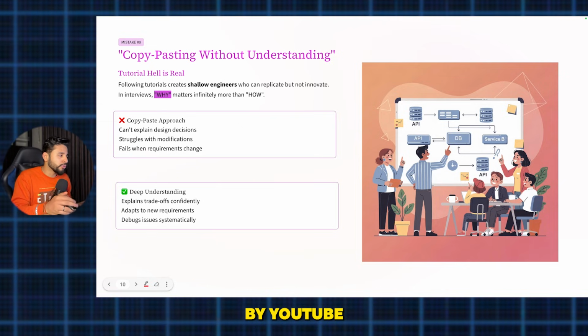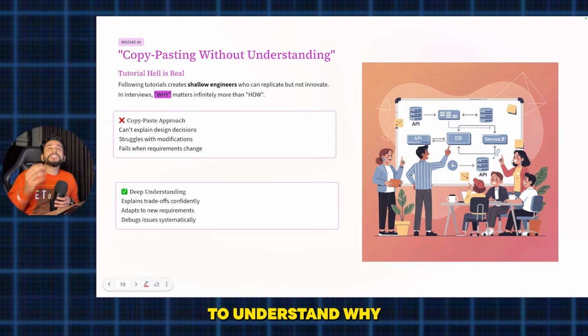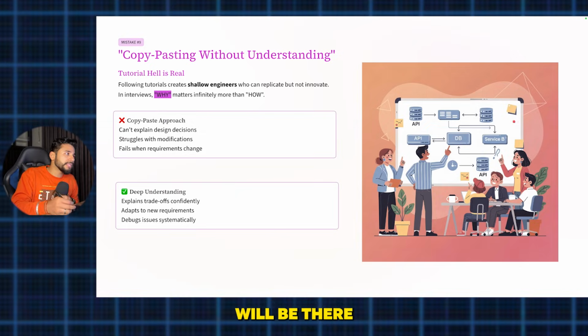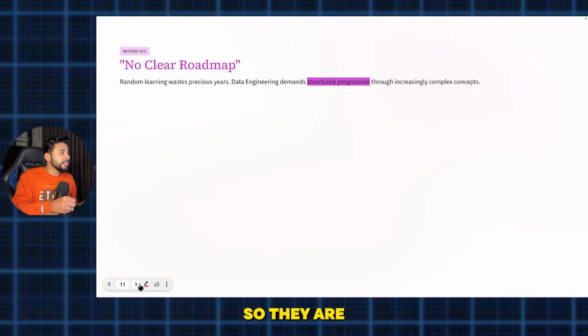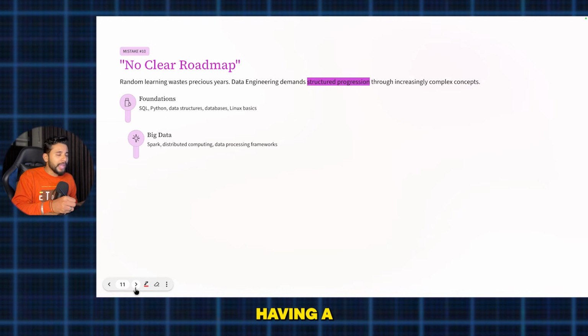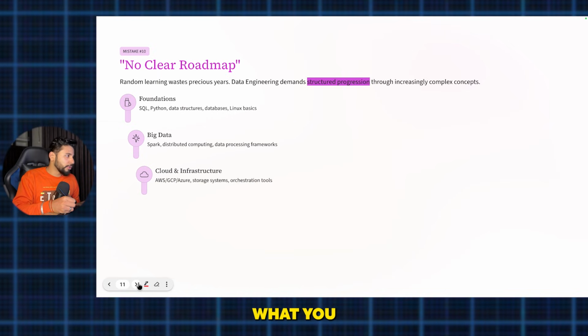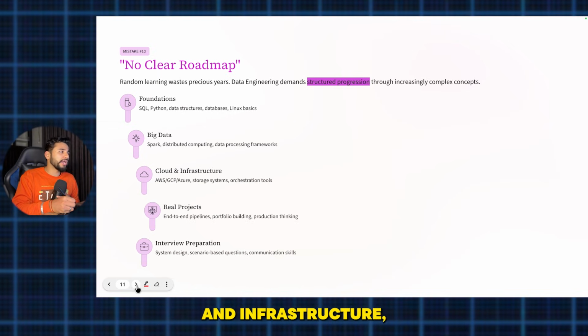Make one project via a YouTube tutorial, then try to understand why I am doing this, how I am doing this, what impact there will be if I do this, and how I can apply those things in a live environment. You should also have a clear roadmap and the foundation: what you need to learn, big data, cloud and infrastructure, how to make real projects, and how to do interview preparation.